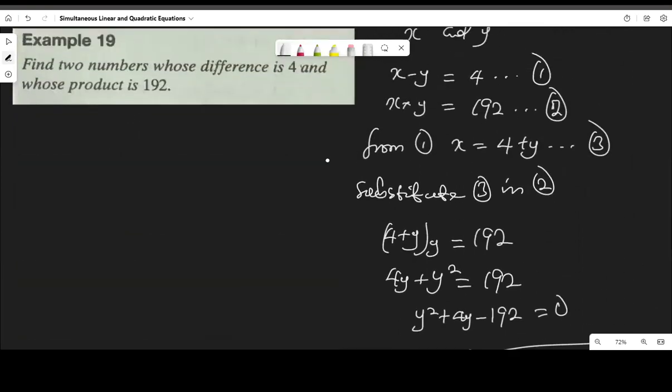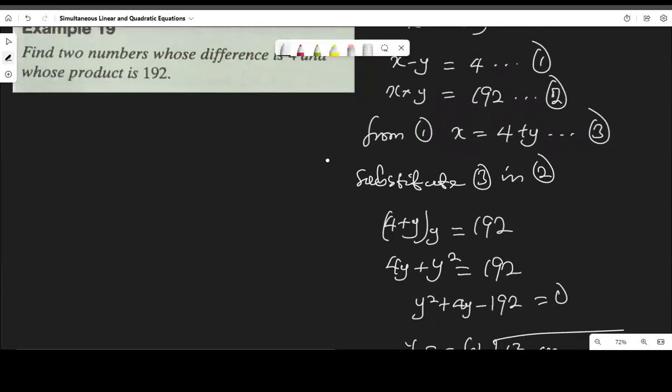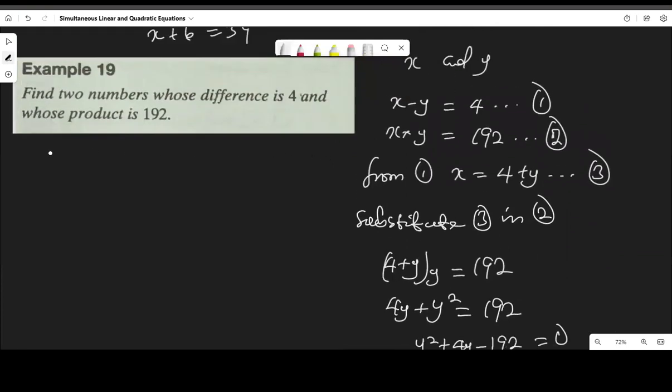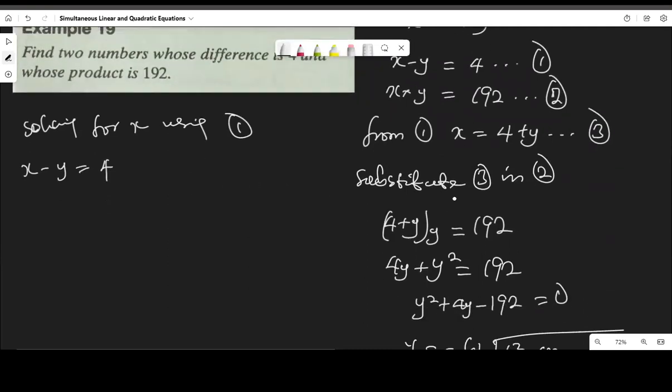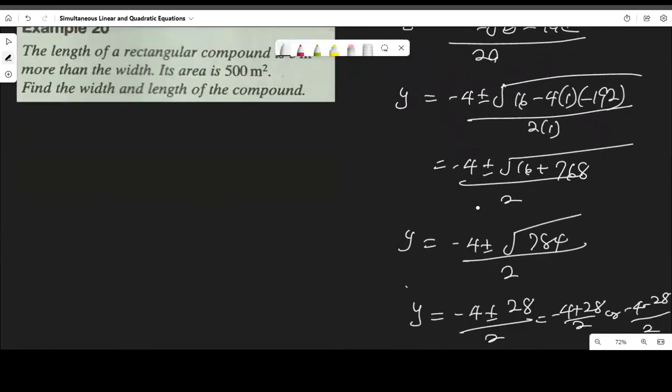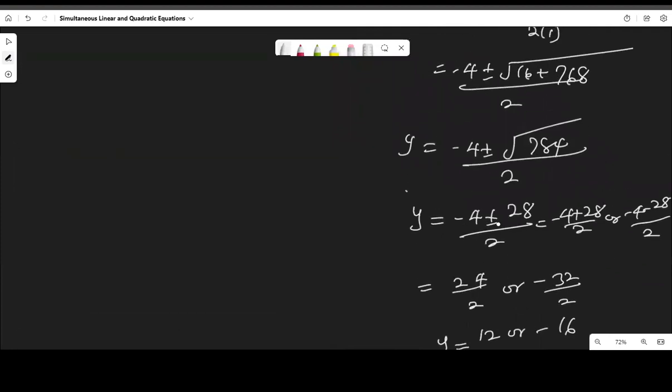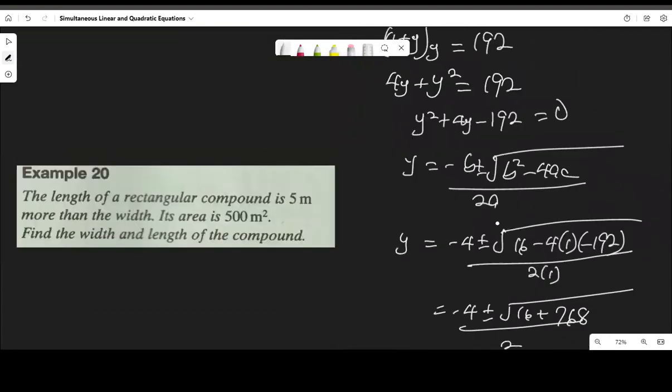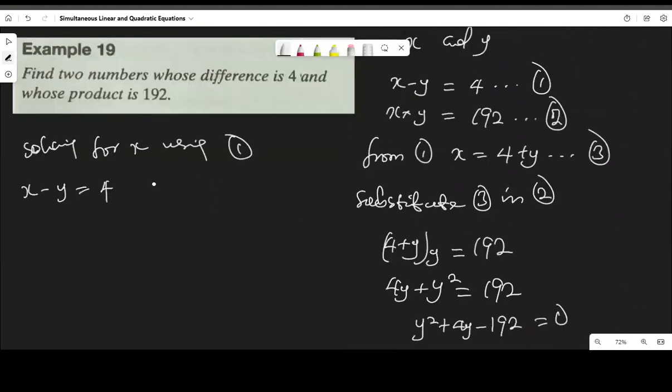In equation 1, x minus y is equal to 4. We're solving for x using equation 1. Equation 1 says x minus y is equal to 4. But we have two values of y, which are 12 and minus 16.